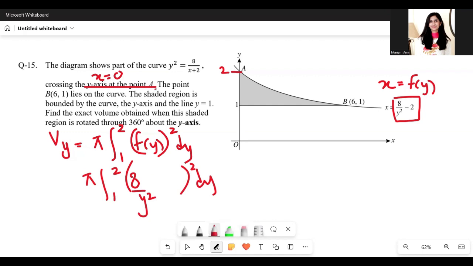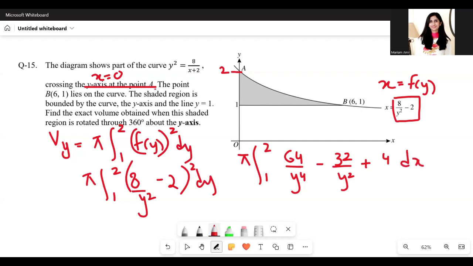Now I'm going to apply the algebraic identity a squared minus 2ab plus b squared. That's going to give me 64 over y to the power 4 from a squared, minus 2ab would be 2 times 8 times 4, which is 32 upon y squared, and plus b squared is going to be 4. So this is the result of applying the identity on the bracket. Now we integrate. I'm going to send the y to the power 4 up, for simplicity, y to the power minus 4. Also send the y squared up, so y to the power minus 2.